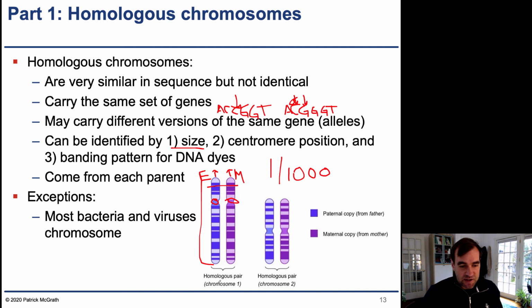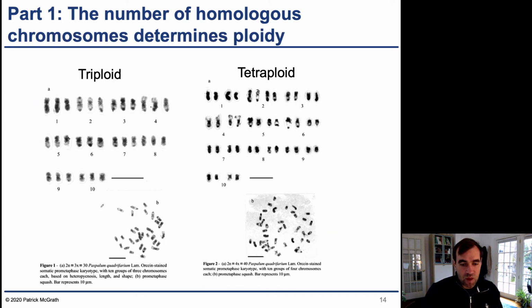So of course, this is a rule for eukaryotic individuals. Bacteria and viruses, chromosomes are excluded from this. There are also organisms, and in general, it is rare.